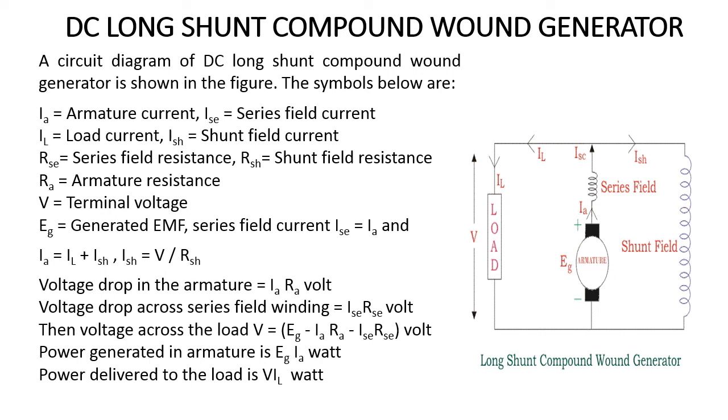From the diagram, series field current ISC is same as armature current Ia, and Ia is equal to IL plus ISH. ISH is equal to V by RSH. Voltage drop in the armature is equal to Ia RA volt. Voltage drop across series field winding is equal to ISC RSC volt. Then voltage across the load V equal to Eg minus Ia RA minus ISC RSC volt. So power generated in armature is Eg into Ia watt. Power delivered to the load is V into IL watt.